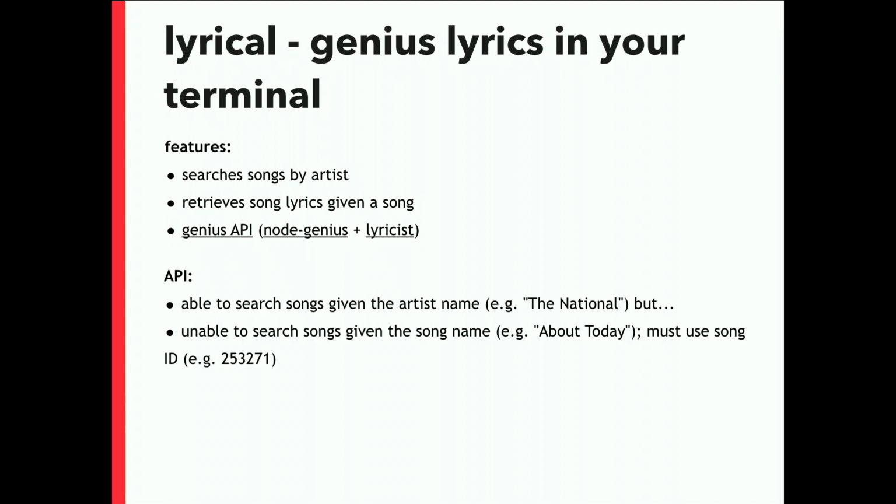And some details about the API. We're able to search songs given the artist name, but we are unable to search songs given the song name. So we have to give some sort of ID, which we can find when we search for the artist, which makes sense because there are a lot of songs that have the same title with different artists. Keeping these limitations in mind is also important, because the CLI itself is already limited. So sometimes we have to work around all of these things to be able to make a command line application that is still easy to be used by people.